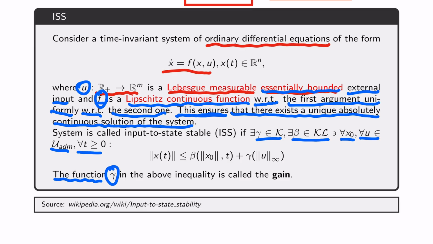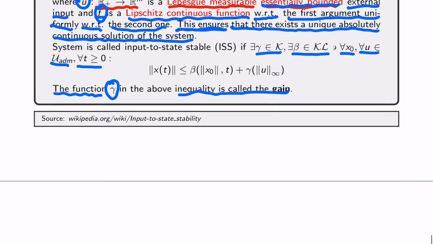The function gamma in the above inequality is called the gain, and that kind of makes sense because we have the input signal and then we are amplifying it, right? Okay, so we can go again. This is the source, and I think that's it.